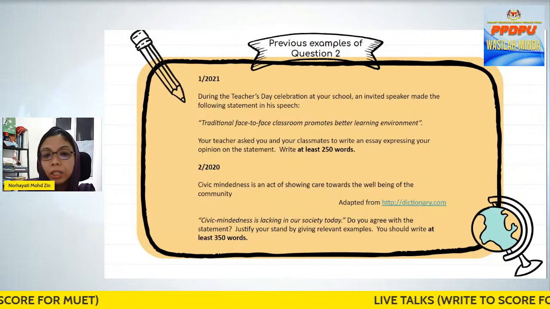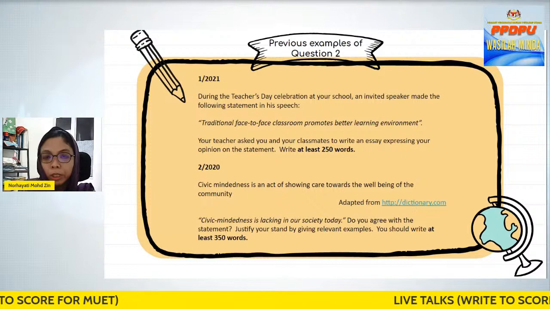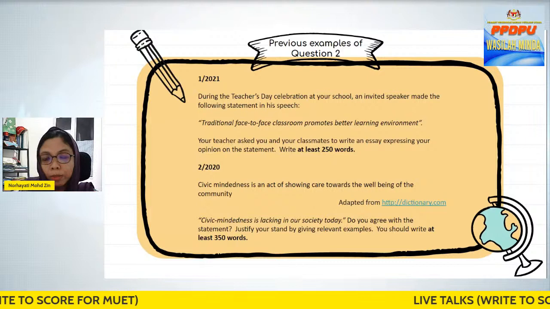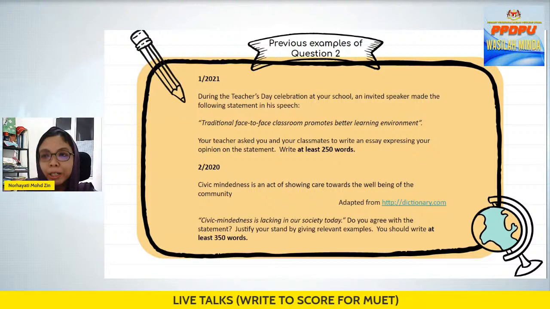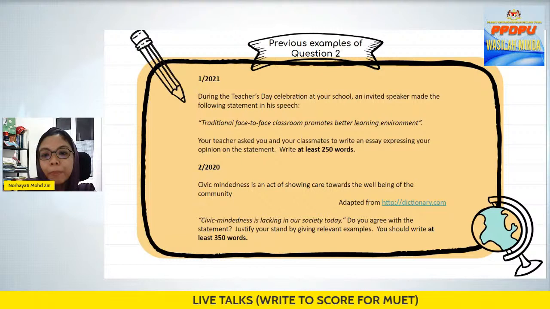So here, we are looking at traditional face-to-face classroom. Traditional face-to-face, I mean you go to class, you meet your teacher face-to-face, you do activity. It says "promotes better". So it doesn't say that it is bad, or you promotes better. That means it is a better learning environment. Learning environment, not comparing with technology. Yeah, a lot of students made that mistake. So we are looking at promotes better learning environment.